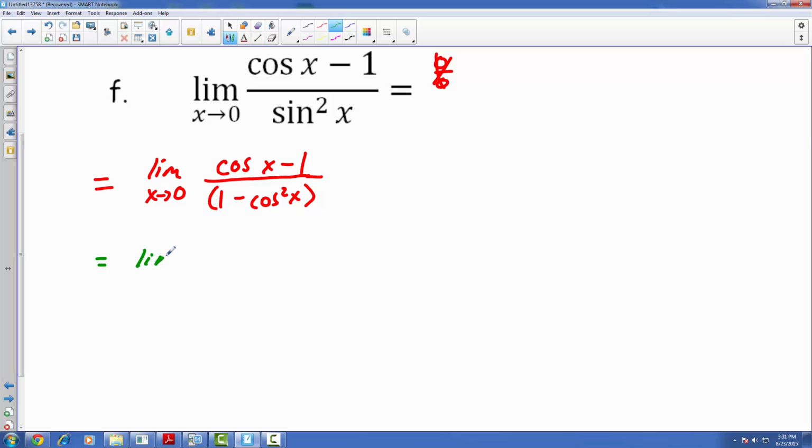So we end up with the limit as x approaches 0 of the cosine of x minus 1 on top still, all over 1 plus cosine of x times 1 minus cosine of x. And these two really look similar, and they're very close to being exactly the same. However, all we have to do is factor a negative 1. It doesn't matter if we factor it out of the top or the bottom, just because that negative can be applied to the top or the bottom. So let's just factor a negative out of the top one.